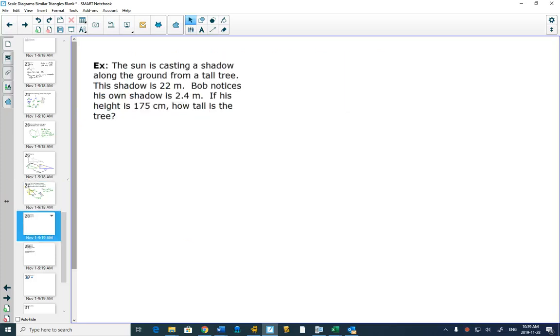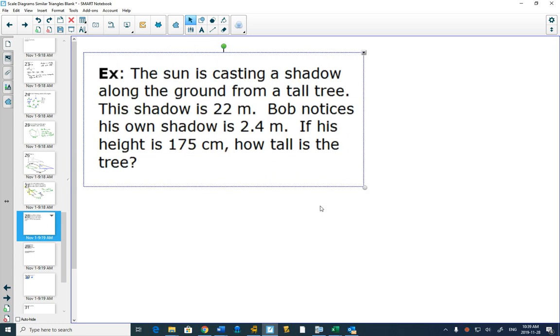So one more for you to try, and then I'll put up the answers in a bit. The sun is casting a shadow along the ground from a tall tree. The shadow is 22 meters. Bob notices his own shadow is 2.4 meters. His height is 1.75 centimeters. The thing you need to know for that is you should have the same units.